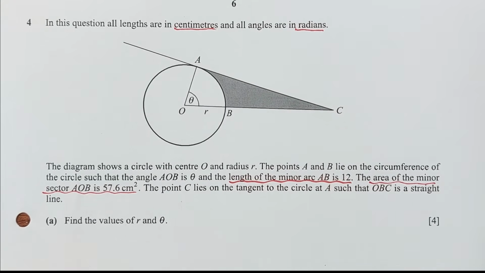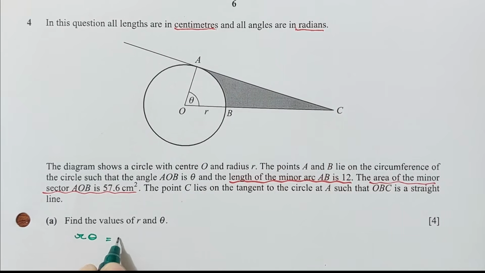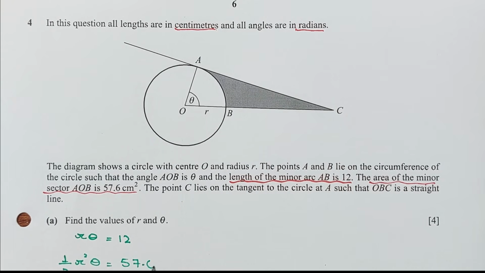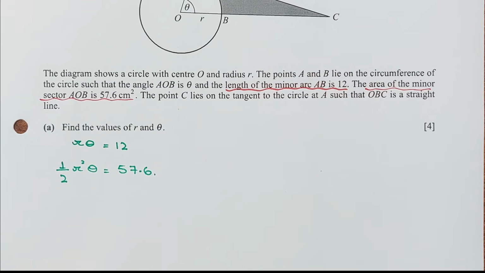Okay, so the first information we have given is the length of the minor arc, which is arc length. So arc length is radius times theta. This we have given is 12. And the second information we have given is the area of the minor sector. Area of a sector of a circle is half r square theta, in terms of radians. And this is 57.6. Right, now we have two equations, we can easily solve for radius and for theta.